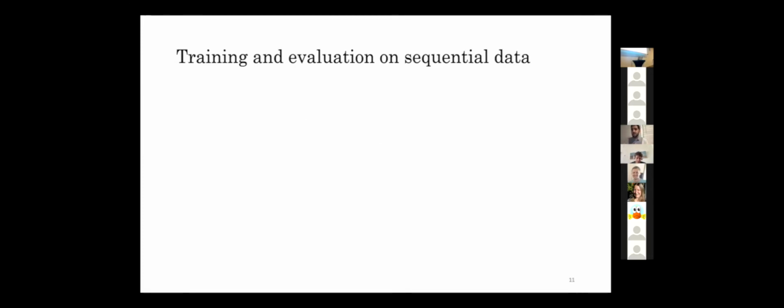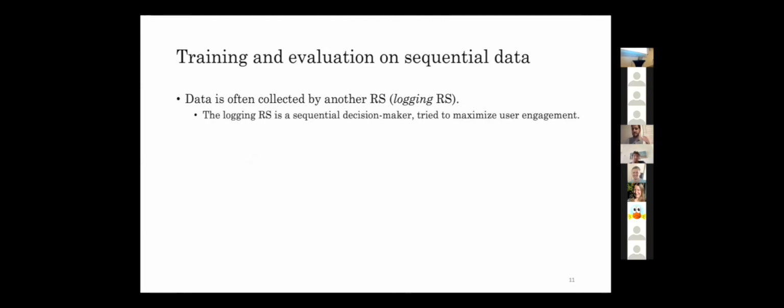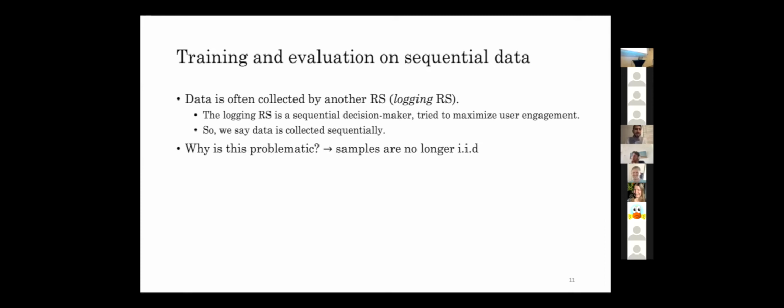Okay, now that we know recommender systems are sequential decision makers, why is it actually important? The data we have, with which we want to train or evaluate a new recommender system, is actually collected by another recommender system, which I call the logging recommender system. This logging recommender system is certainly a sequential decision maker, which tries to maximize user engagement. That is why we say the data is collected sequentially. And why is this problematic or important? Because samples are no longer IID. It is important in both the training process and the evaluation process, but I'm going to focus on the evaluation process.